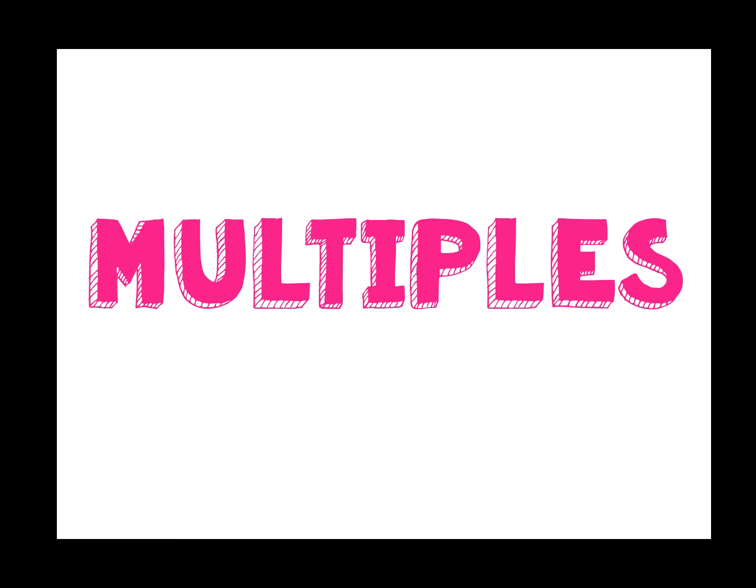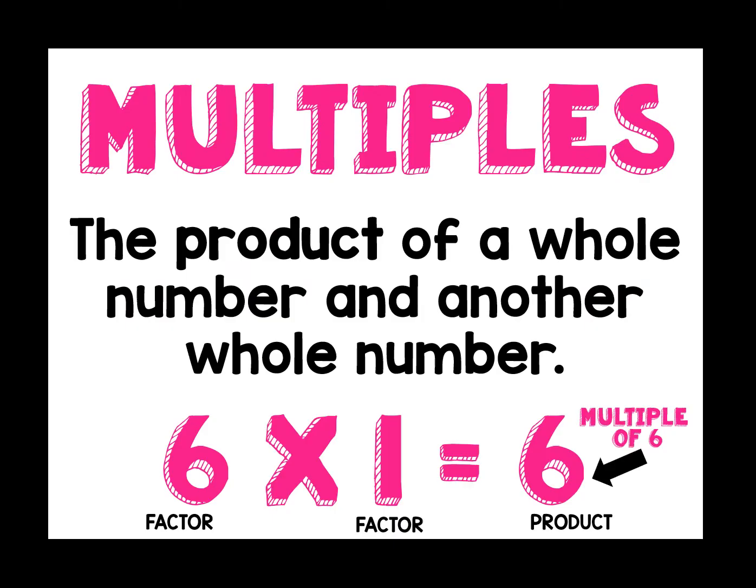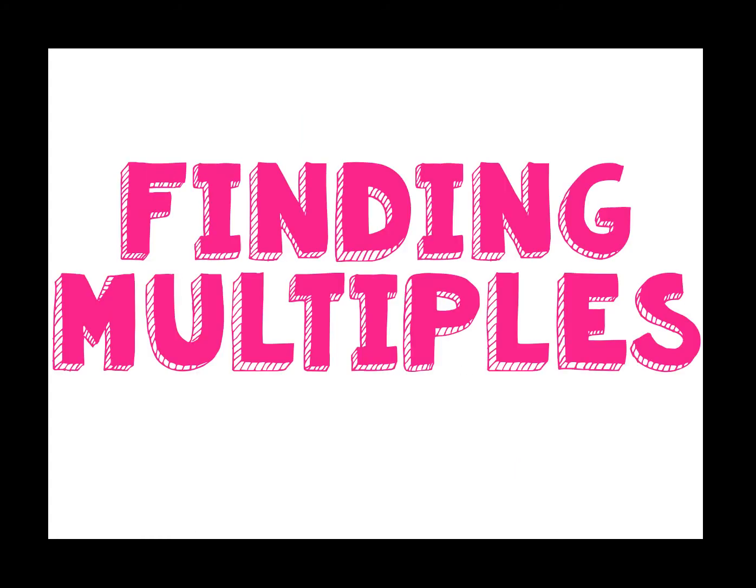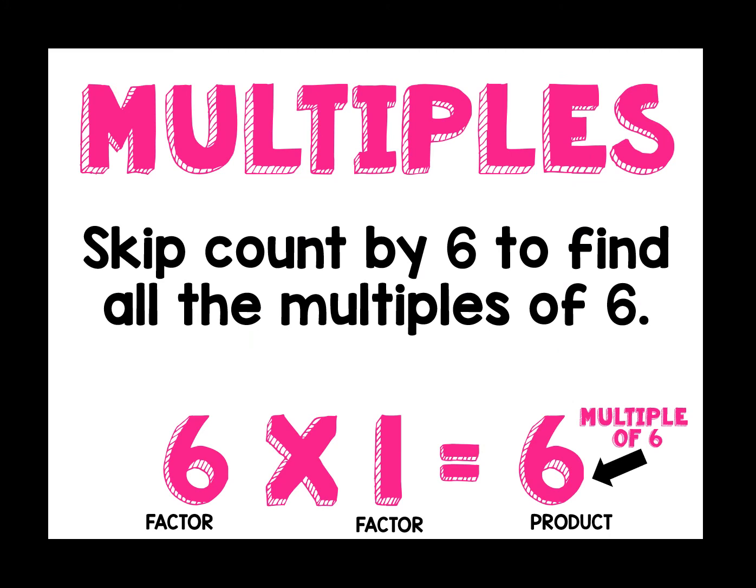Next, let's talk about multiples. A multiple is the product of a whole number and another whole number. If we look at the equation, 6 times 1 equals 6. 6 is the product, and it is also a multiple of 6. We can skip count by 6 to find all the multiples of 6.